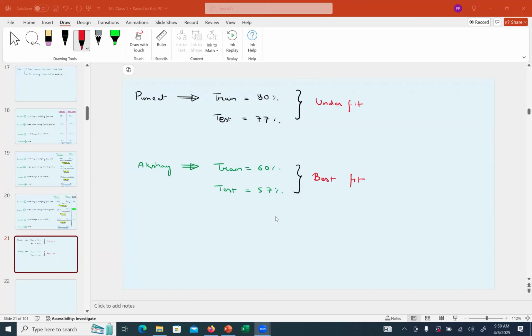Similarly, Puneet's model, if he is trying to differentiate between, let's say, an elephant and an ant with 80% accuracy, is going to be considered a bad model. So our definition of underfit and best fit depends a lot on what we are trying to do. If the problem statement is complex, even a low accuracy can be considered best fit. If the problem statement is very simple, even a very high accuracy can be considered underfit.